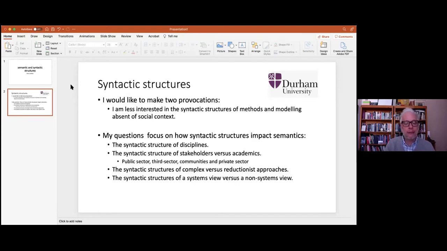The second thing I would say is the syntactic structure of stakeholders versus academics. Because in my work, and I'll be interested to hear what you say too, John, given working with food security, or food issues and related stuff, when I'm working with people in the public sector, third sector, and communities, the ways in which they need information, how they make meaning of that information versus the way I approach it, they really collide.